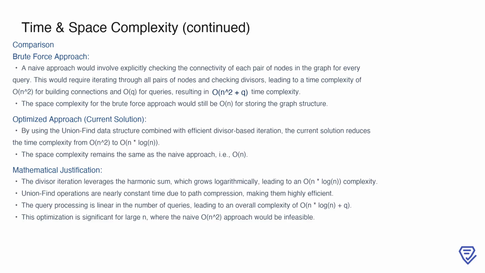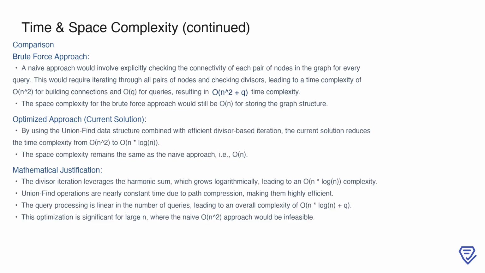In contrast, the optimized solution leverages the union find data structure and efficient divisor-based iteration, reducing the time complexity to n * log n for building connections while keeping the space complexity at n. The key mathematical insight here is the use of harmonic sums, which grow logarithmically, allowing us to achieve n * log n complexity for the divisor-based iteration. Additionally, the nearly constant time performance of union find operations due to path compression ensures efficient query processing. Together, these improvements make the optimized solution far more scalable, especially for large input sizes, where the brute force approach would quickly become impractical.